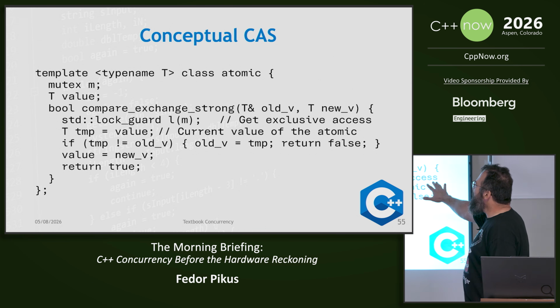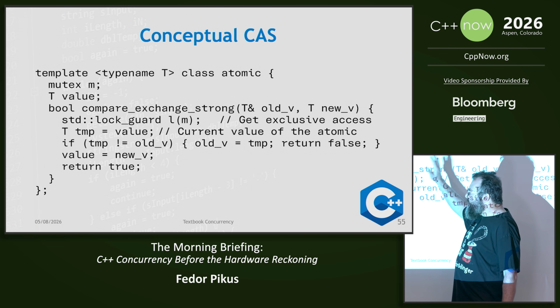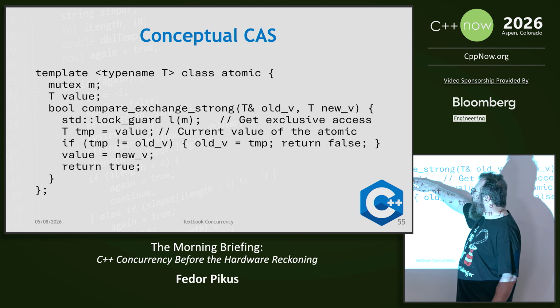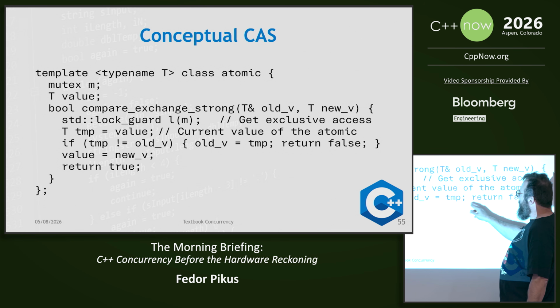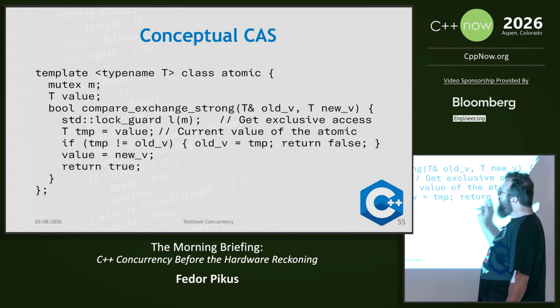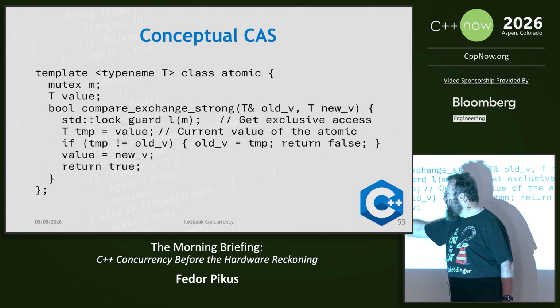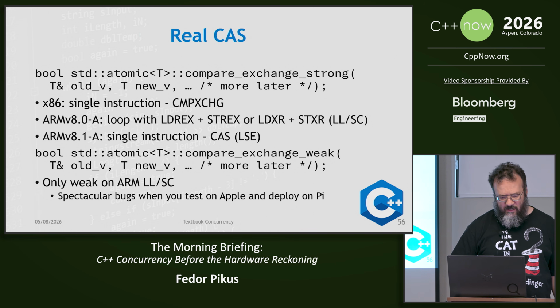So conceptually, this is what it looks like. We take a lock. So it's a hardware lock. Hardware itself takes a lock on the variable. We read it, we compare it. If it doesn't compare, we write it into the old and return false. If it compared true, we assign new to the value and return true. That's basically the pseudocode for it.